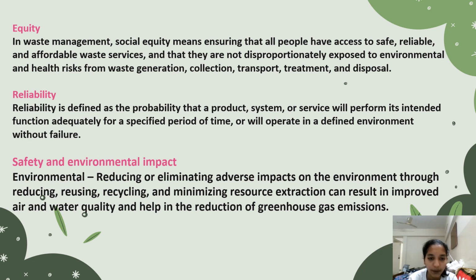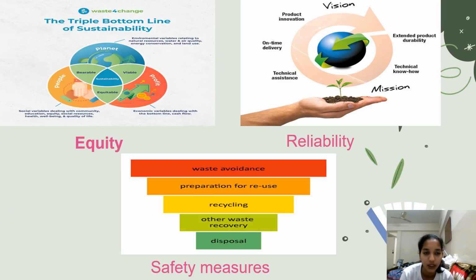Safety and environmental impact. Reducing or eliminating adverse impacts on the environment through reducing, reusing, recycling, and minimizing resource extraction can result in improved air and water quality and help in the reduction of greenhouse gas emissions. Images of criteria to select waste collection system: equity, reliability, safety measures.